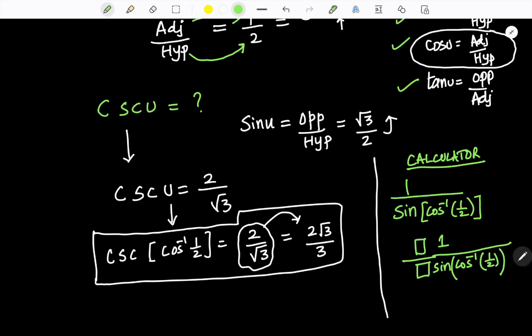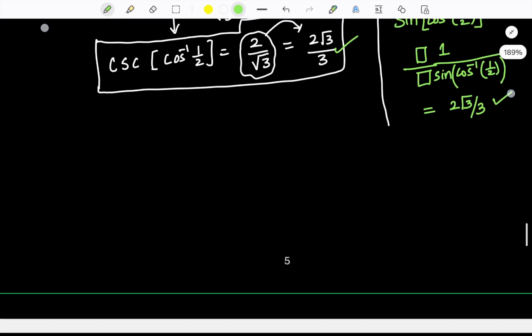So this is what you can see in your calculator. Press equal. Your answer is 2 root 3 divided by 3. So this is the correct answer. We checked our answer and it is correct. Let's go to the next question.